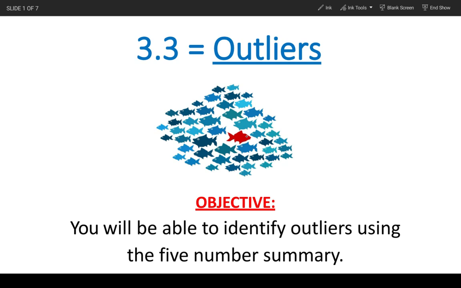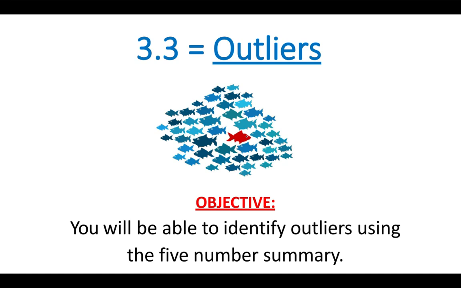Hey guys, today we're going to be wrapping up chapter 3 by looking at something called outliers. This is a term that you probably heard at some point in your life. Maybe it was in regards to, oh, that person's an outlier because they're different, or this particular statistic is an outlier because it's different. So in this little illustration, this red fish is the outlier, and this school of fish, obviously it's swimming the wrong direction and is the wrong color.